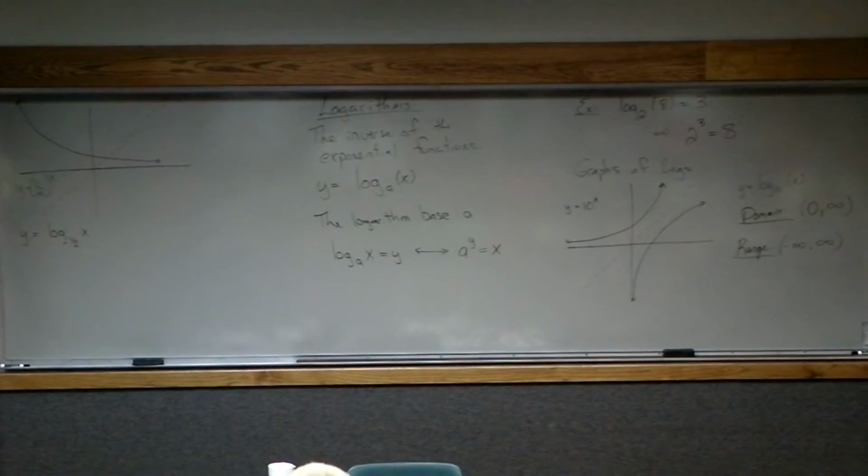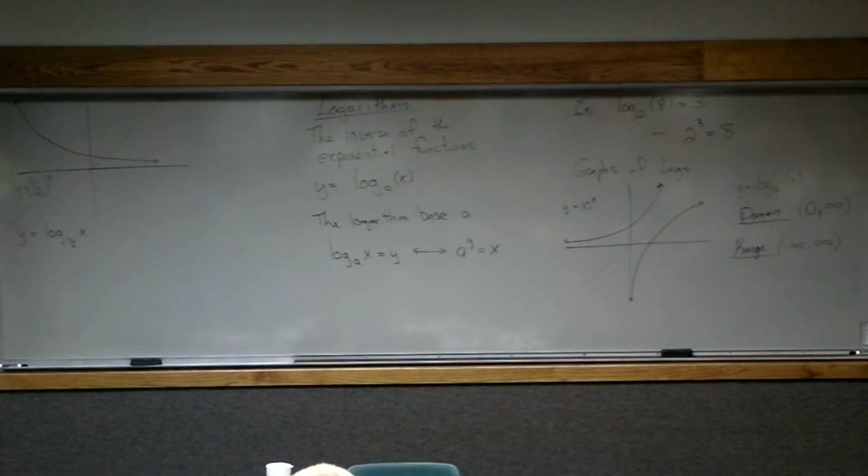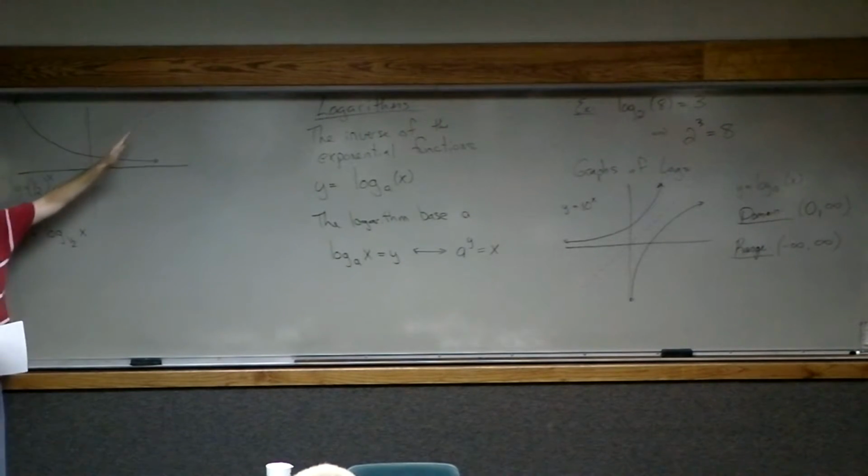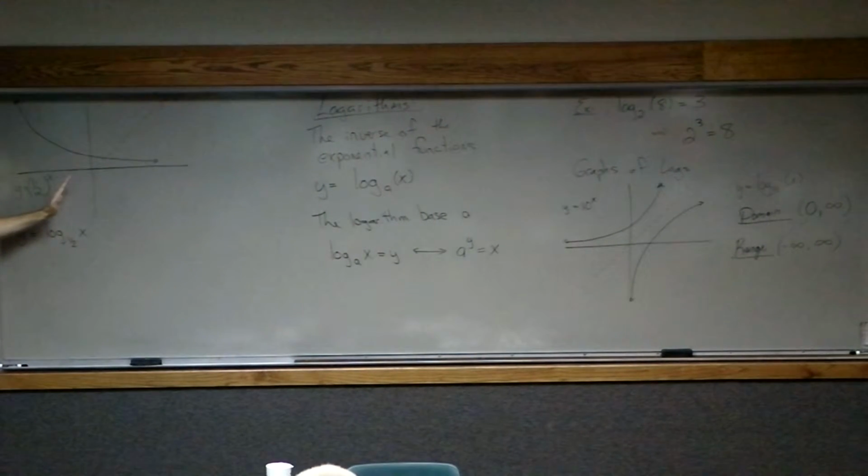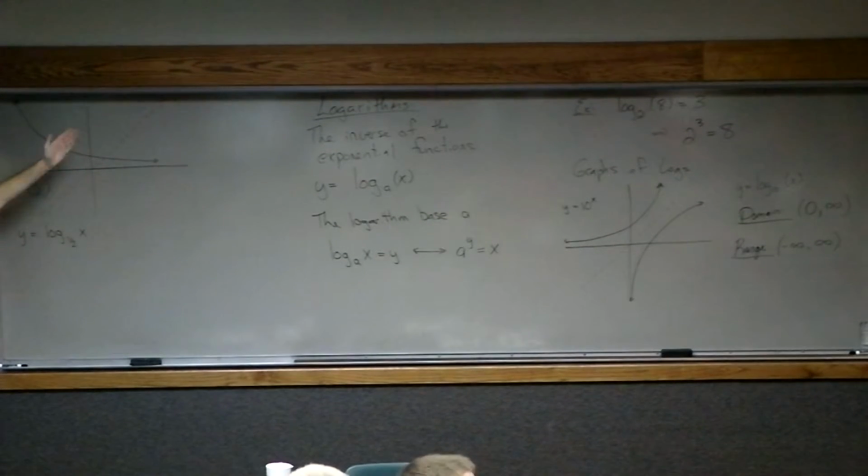Did you change your line because it's a decreasing function? This line right here? Yeah. No, this line is always going to be the same when we're talking about inverses. Our inverses are always reflected across this line y equals x. Okay. So now what does this function look like?